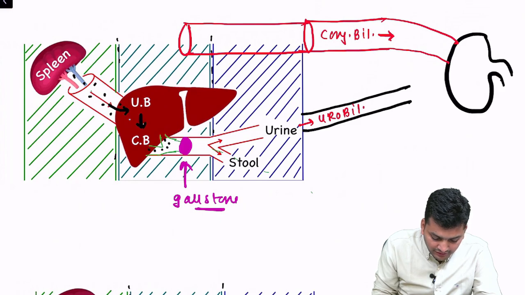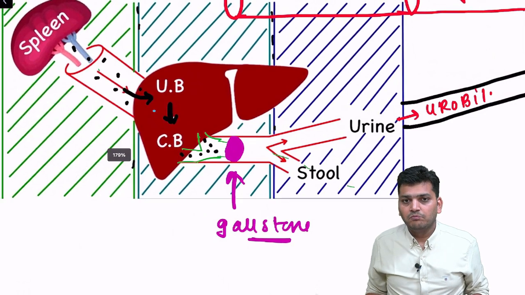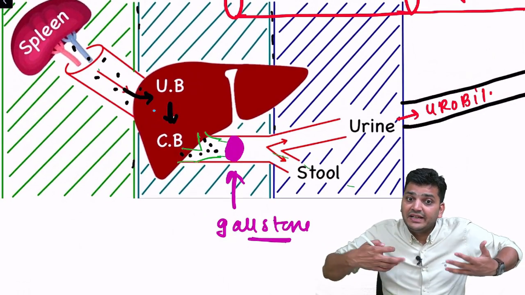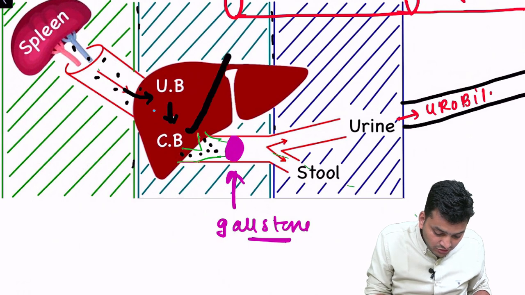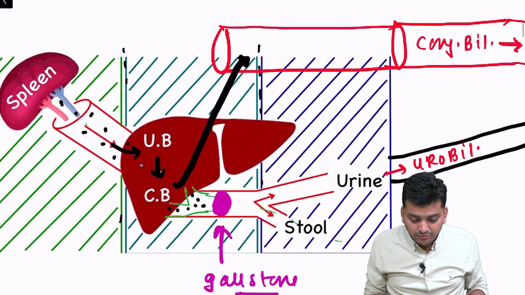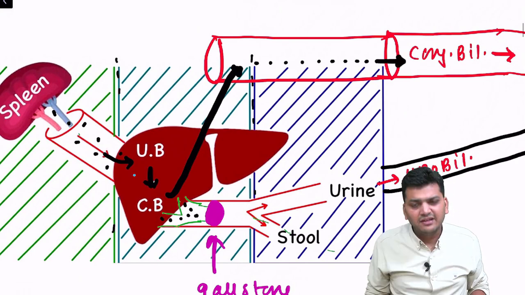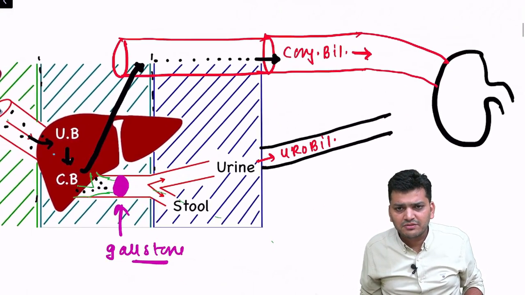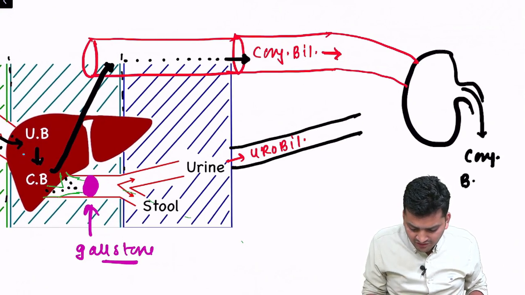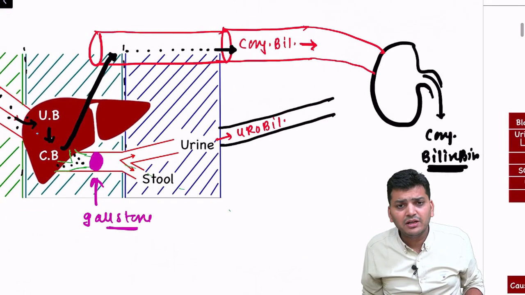Now, you tell me, can the conjugated bilirubin come out from the biliary tree? No. If the conjugated bilirubin cannot come out, the conjugated bilirubin will increase, and now it will come into the blood directly. If the conjugated bilirubin comes into the blood, can it come into the urine? Yes. Conjugated bilirubin is a water-soluble substance. The conjugated bilirubin will start coming in the urine, and the color of the urine will be yellow.